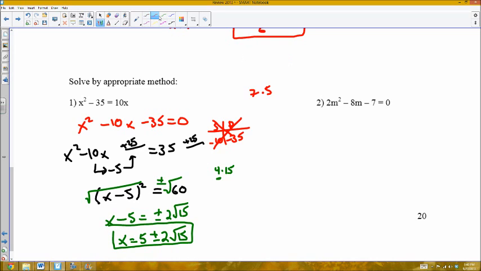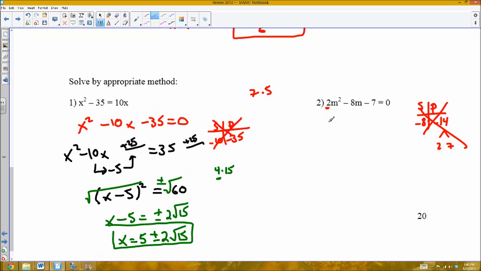Okay, moving on to the second one. I have a coefficient of 2, so I'm going to see if I can factor this again. Sum and product. There's no perfect square to isolate, so I need a product of -14 and a sum of -8. Well, the only two factors of -14 are 2 and 7, or 14 and 1, neither of which add to 8, so again, this won't factor.